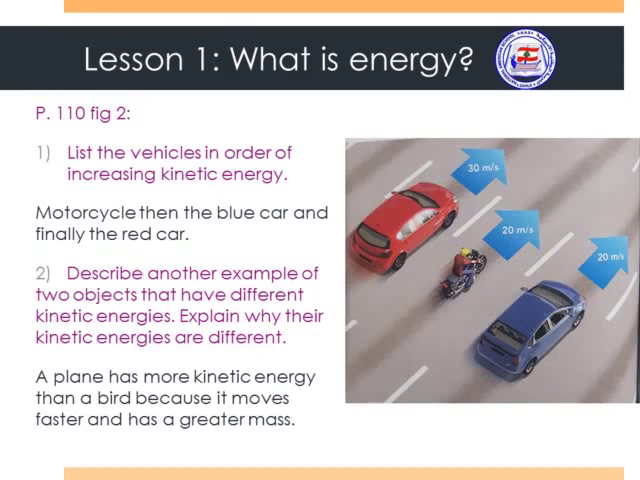Now part 2 of the question is to describe another example of two objects that have different kinetic energies and to explain why their energies are different. So here the examples can be different. I chose a plane and a bird. These two have different kinetic energies because the plane has a bigger mass and it goes faster than the bird, so it will have more kinetic energy.